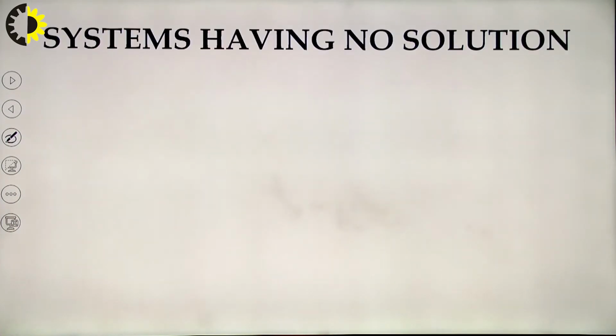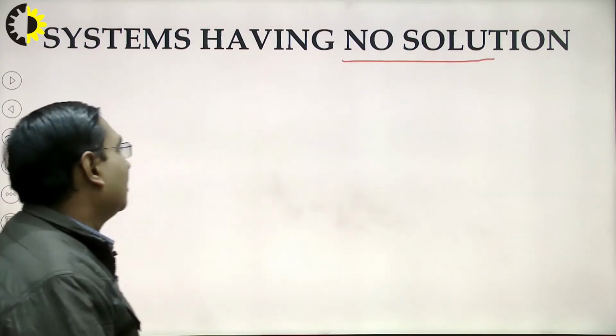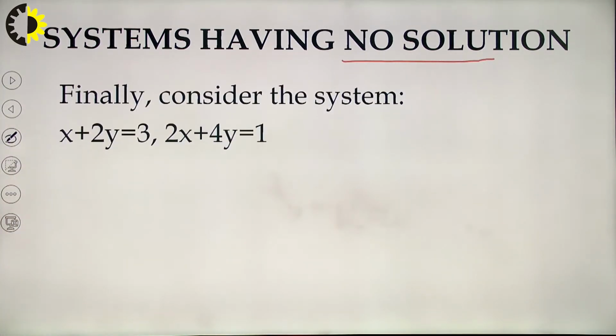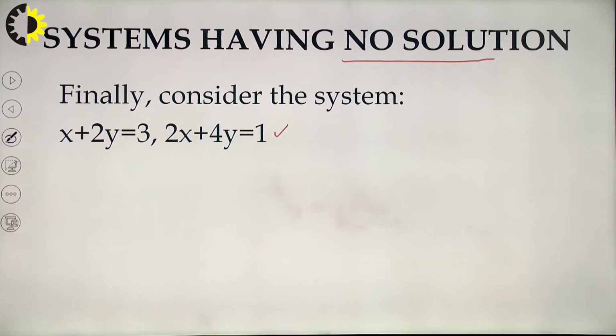Now, we come to the third variety, the systems having no solution. Consider the system x plus 2y equals 3 and 2x plus 4y equals 1. This system has no solution at all.